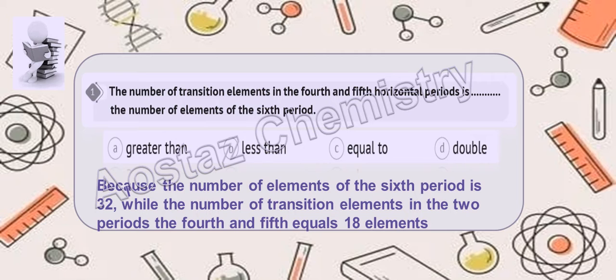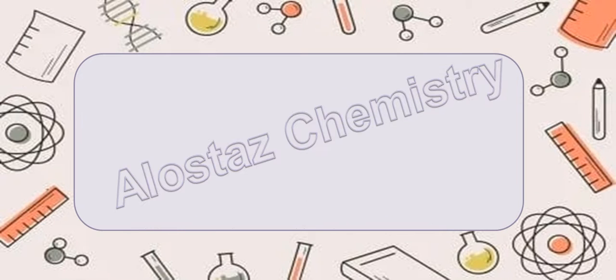So if we start with fourth and fifth, we are going to say they are less than. We start with the smaller number, so the number of transition elements is less than. So the right answer will be letter B. I think it's a simple and easy question. Let's go to question 2.